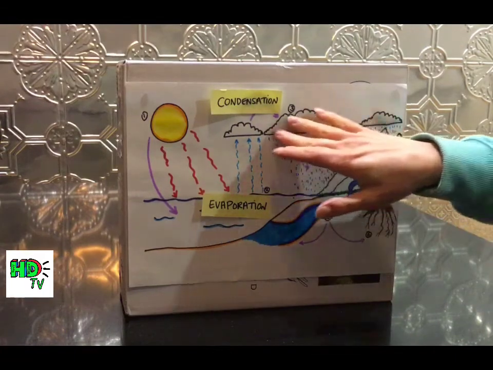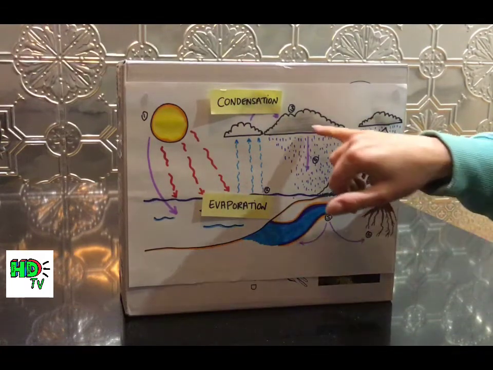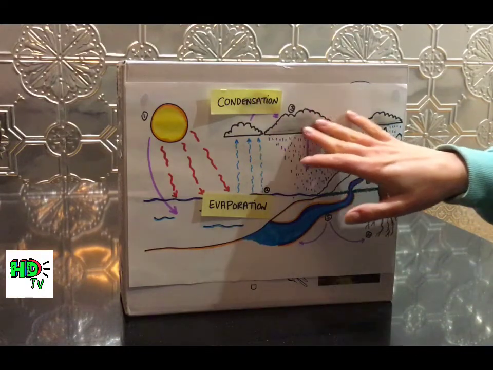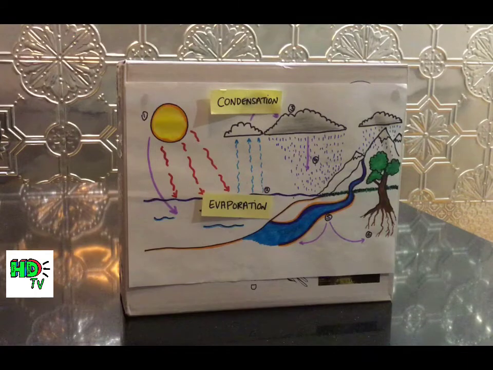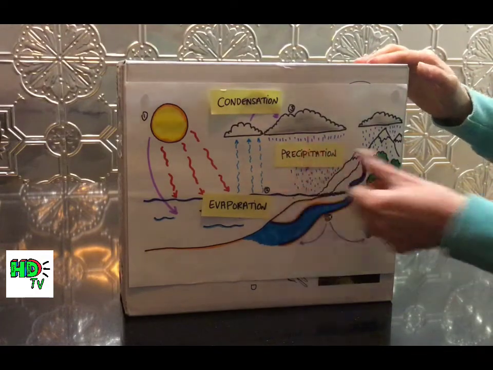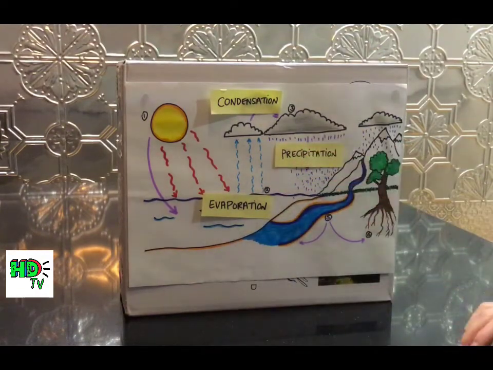As the condensation or the water vapor starts to form a cloud, if the cloud gets too heavy and saturated, that means that it's filled up with this water vapor, it becomes too heavy and it starts to rain, and that's what we call precipitation. When the rain starts to fall, it doesn't just fall in the form of water droplets. It also forms in a solid, snow or hail.